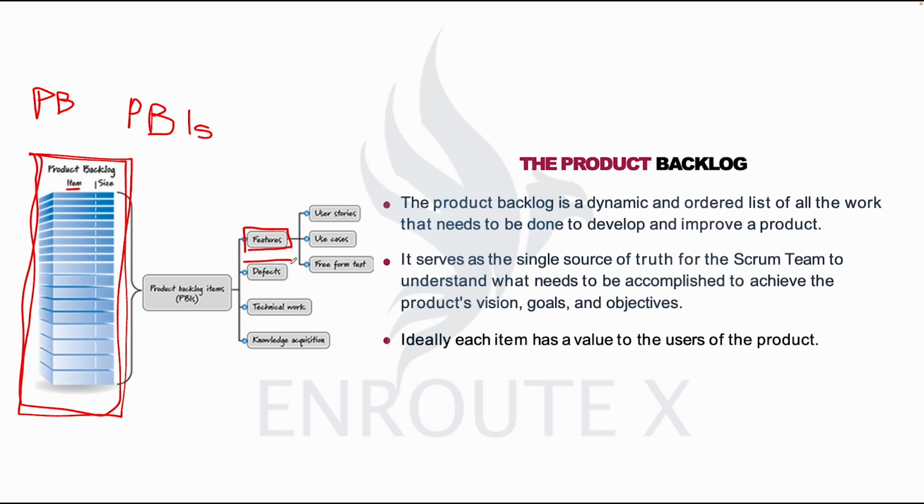You could have some as defects. Defects are errors that need to be corrected, right? Then you could have some as technical work. So the technical work are specifications, detailing of the technicality, the measurements.